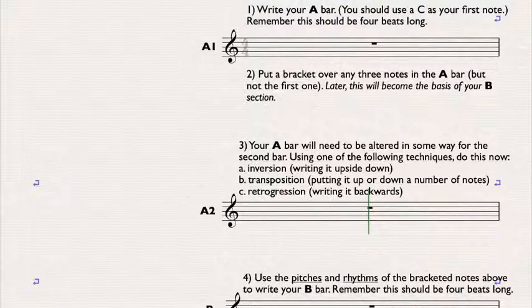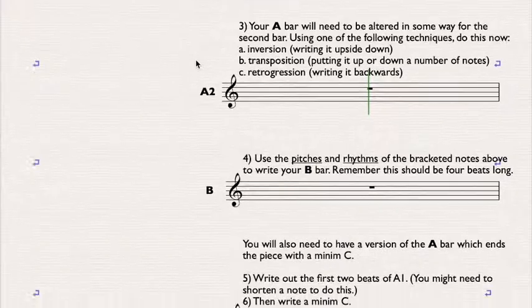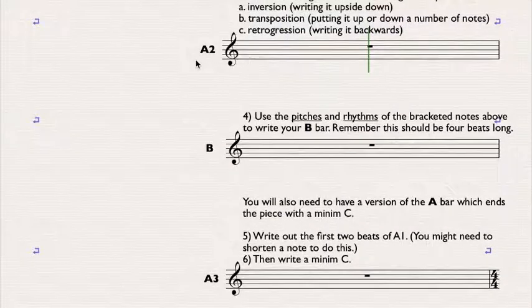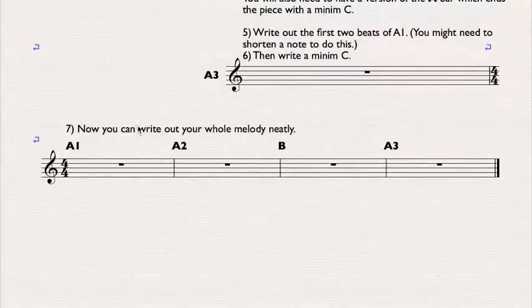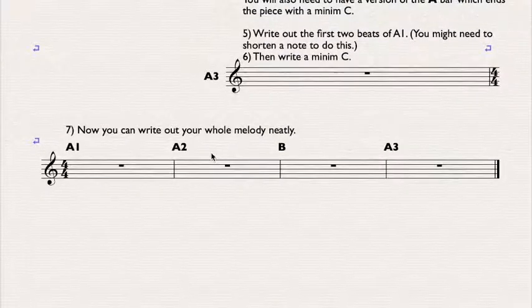So we're going to write a melody in the form AABA. It's a 4-bar melody, so each of those letters will be 1 bar long. The 3 A bars are related but slightly different. You have A1, then A2, then we'll write a B bar, but that will still be based on A1, and then we'll have the A3 bar, and at the end we can write out the whole melody.